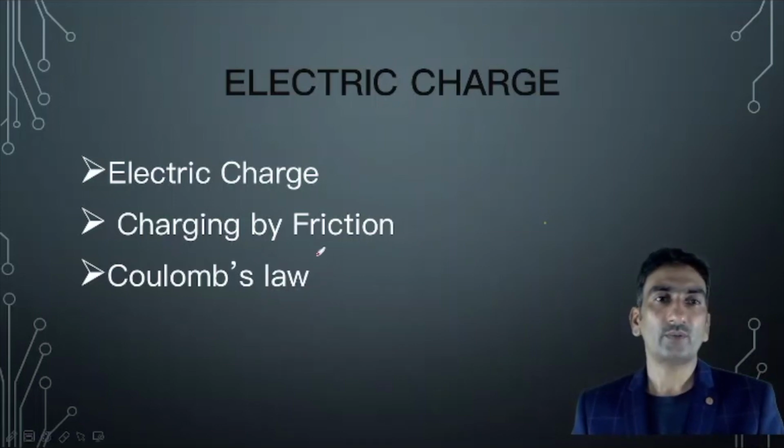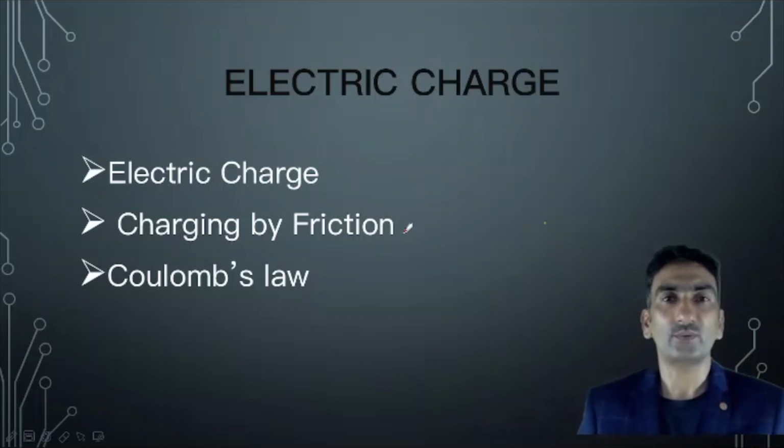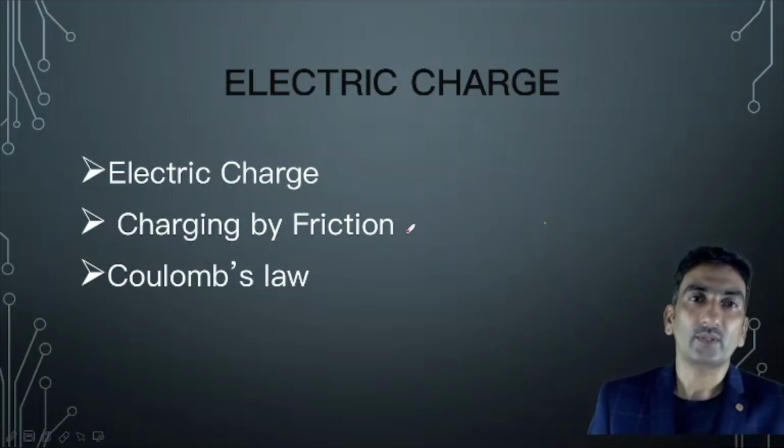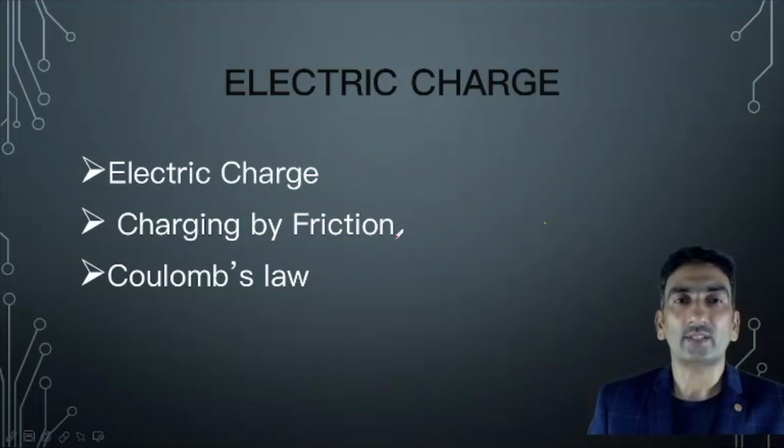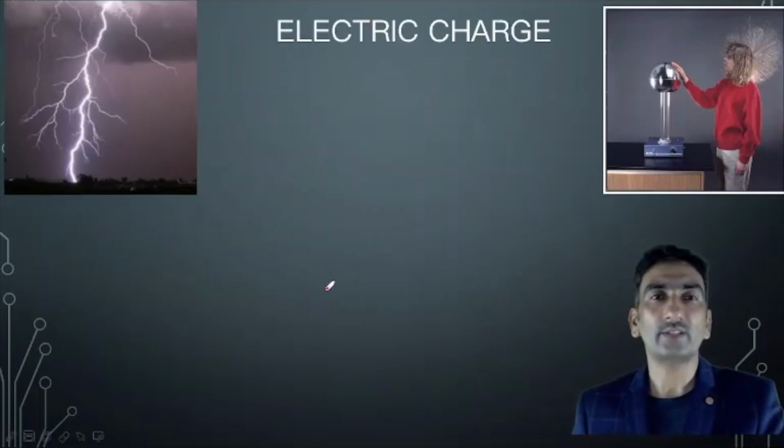So why Coulomb's law? Because in this process, charging by friction, the objects get electrified. So when they get electrified, they may have positive and negative charges over there. So they will experience the force of attraction or repulsion. To calculate the force of attraction and repulsion between these two charged bodies, we can use Coulomb's law. Okay, so let's take one by one, starting with the electric charge.